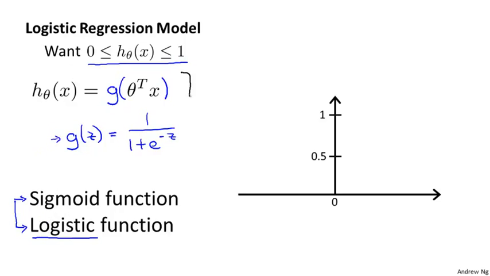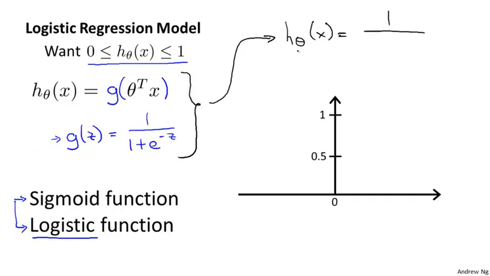And if we take these two equations and put them together, then here's just an alternative way of writing out the form of my hypothesis. I'm saying that h of x is 1 over 1 plus e to the negative theta transpose x. And all I've done is I've taken this variable z here, a real number, and plugged in theta transpose x. So I end up with theta transpose x in place of z there.